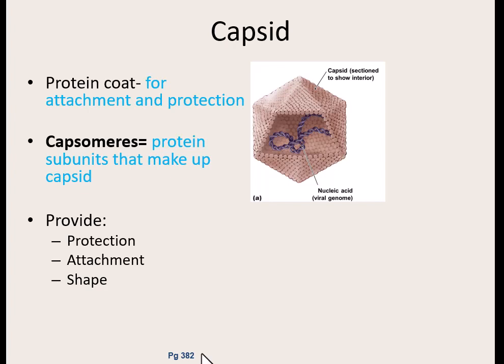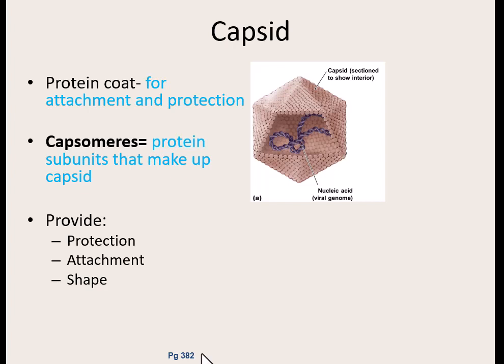Now, its main purpose is for protection. That genetic material is extremely important. That's what the whole virus is based on. So it's really there to provide protection, but it also helps it attach, so that these viruses can attach to very specific things on different cells so that it knows what cell to infect.